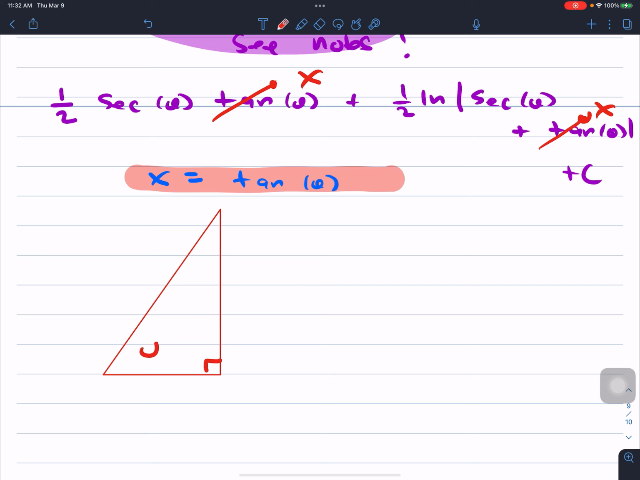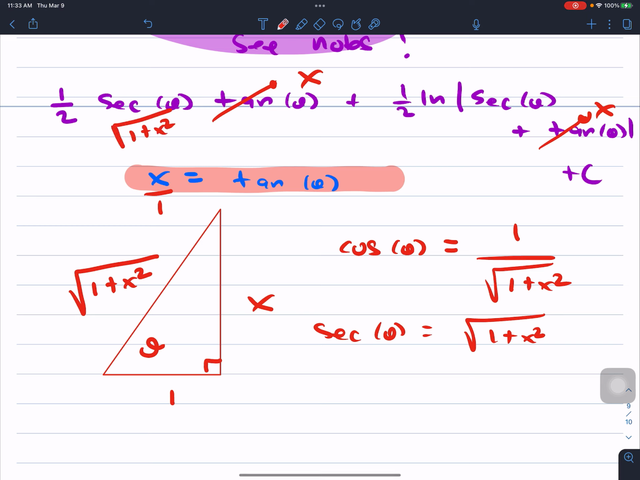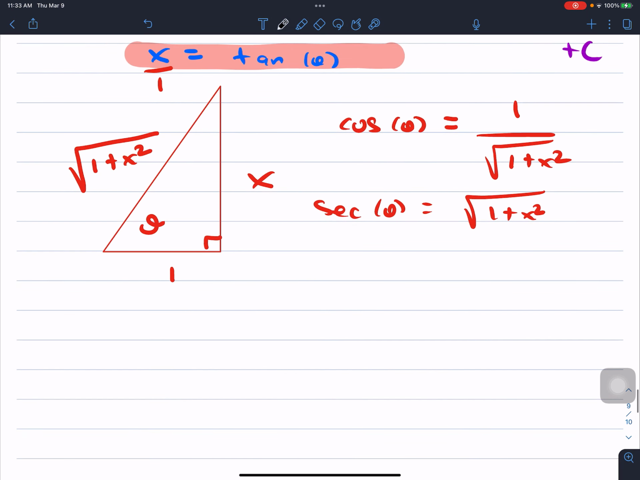So here's my right triangle. Here's theta. X over 1, opposite over adjacent. Pythagorean theorem says this is the square root of 1 plus x squared. Is that true? Okay, Pythagorean theorem. So then we say, I need secant. Cosine, by definition, is adjacent over hypotenuse, which means that secant is that reciprocal: the square root of 1 plus x squared. Final answer, ladies and gentlemen.